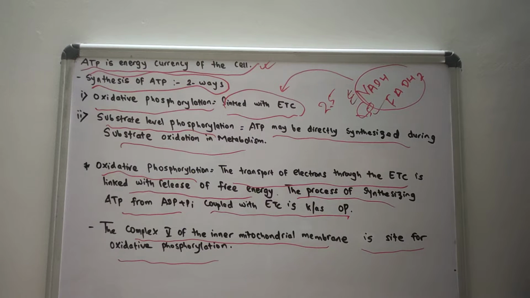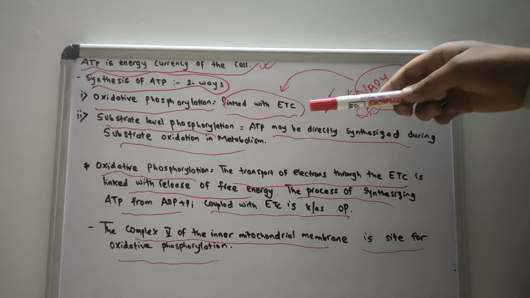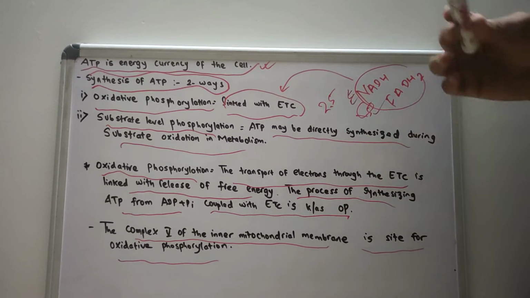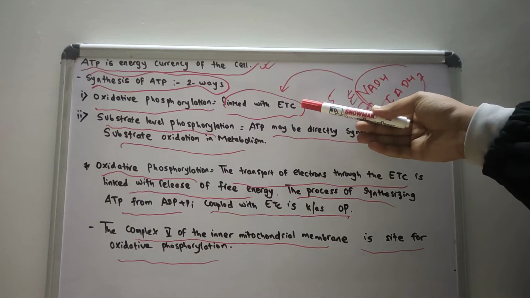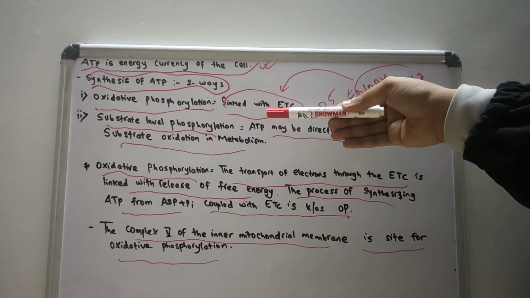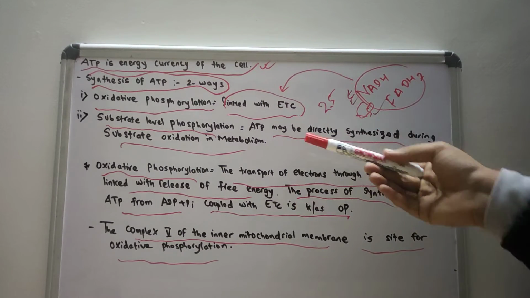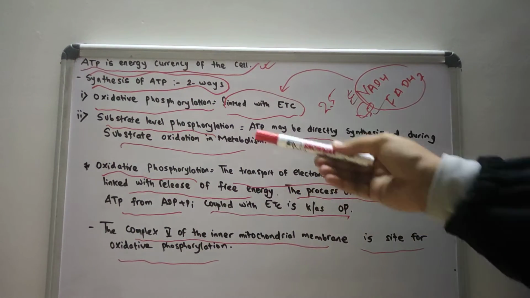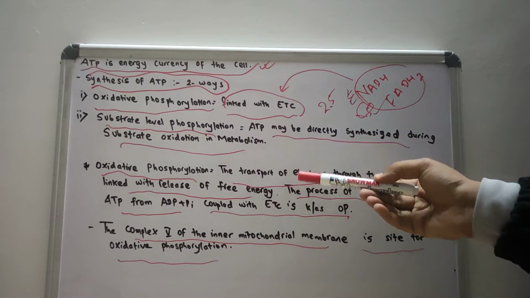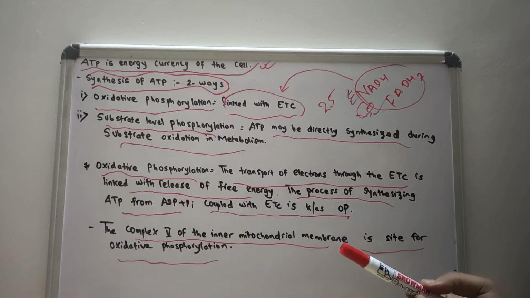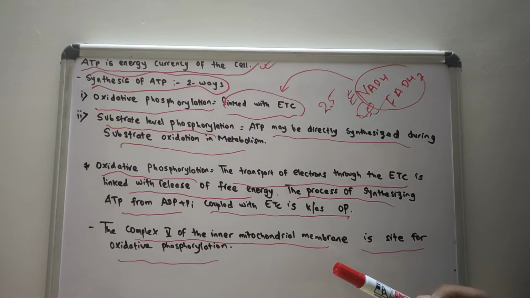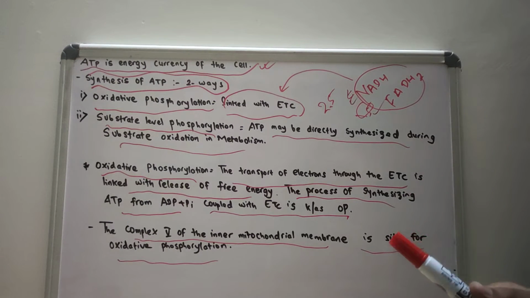At last, I want to emphasize that the production of ATP through oxidative phosphorylation means it is linked with the electron transport chain, whereas substrate level phosphorylation means it is not linked with the electron transport chain. The ATP is directly synthesized during substrate oxidation in metabolism. So these are the two main things you have to understand in the production of ATP.